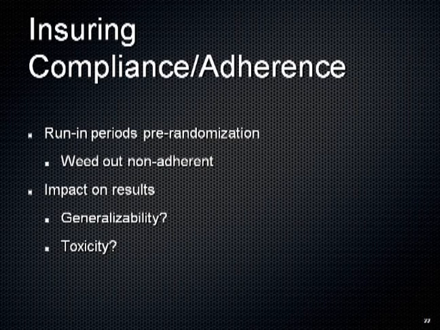Now, if you do a run-in period, pre-randomization, you can probably weed out the non-adherent, but it brings you back to the trade-off. You're more likely to get patients who are compliant with the treatment. You're going to get a better, more thorough assessment of the intervention, but you're going to distort the outcomes. What's the impact of weeding out non-compliant patients from your population on the generalizability?